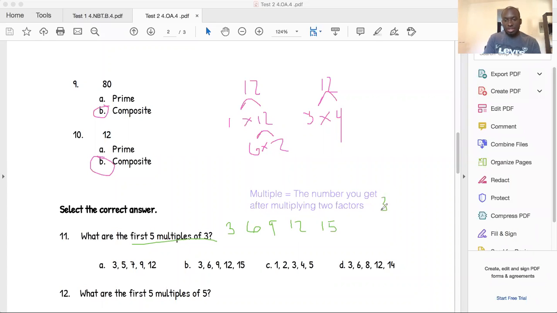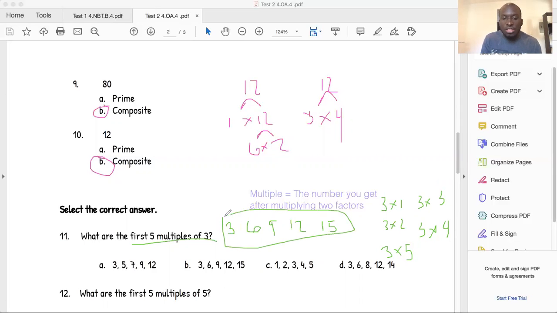Yes? Hopefully I have enough space to show you what I did. So these are the multiples of 3: 3, 6, 9, 12, and 15. They're the first 5 multiples. So number 11 is B.